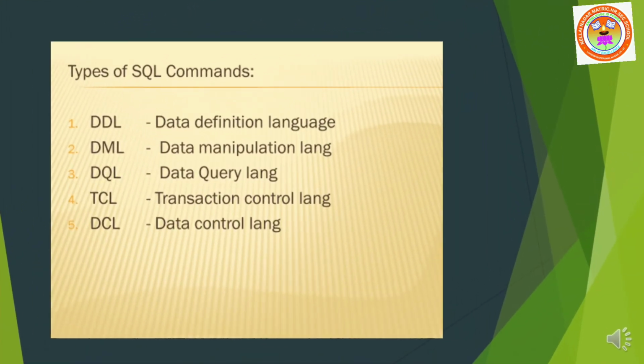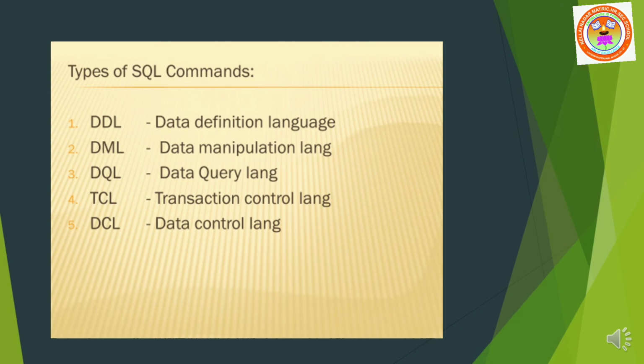So what are the types of SQL commands? Five different types of SQL commands are there. DDL, DML, DQL, TCL, DCL. DDL means data definition language. DML is data manipulation language. DQL is data query language. In this language, the most popular command called select is available. Select is used to select the records from that particular database.